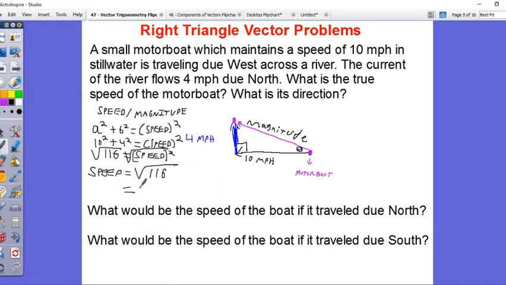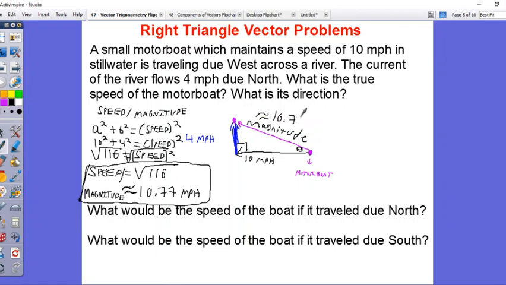So our magnitude is going to be equal to our speed, our magnitude is going to be equal to 10.77 mph. So equal to the square root of 116, or approximately equal to 10.77. This magnitude is approximately equal to 10.77.